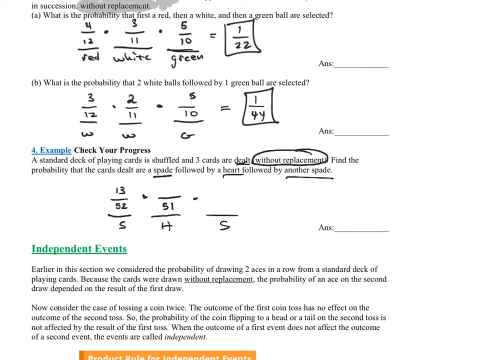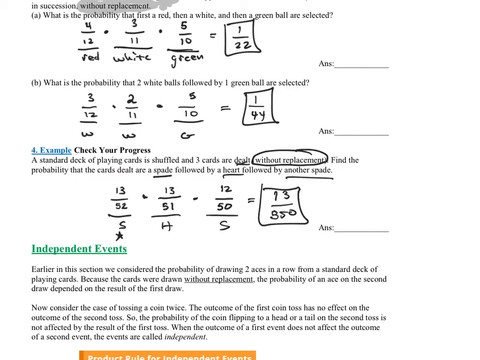How many hearts are left? All 13 hearts are still left in that deck. Now I've been dealt 2 cards, so I'm down to 50 cards in the deck. And now I need to consider how many spades are left. Well, I already picked off 1 of the 13 spades, so there's only 12 spades left at this point in time. So go ahead and do 13 over 52 times 13 over 51 times 12 over 50 into your calculator, and let's see what you get as a simplified fraction, because this did not ask for a decimal. I'm getting 13 over 850 is the probability.